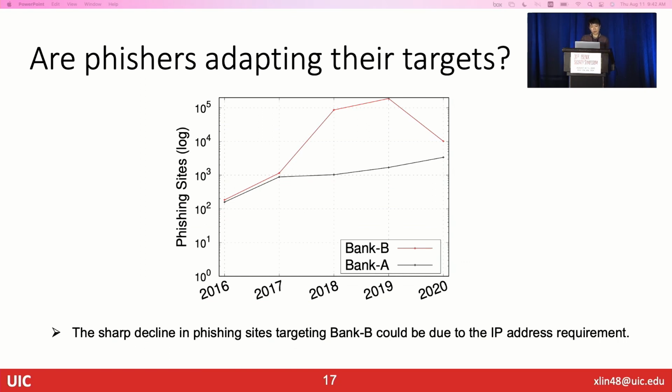Here are the numbers of phishing websites that target 2 different banks. Bank B is not vulnerable because of the IP restriction, and we can see there is a big drop in Bank B's number. Bank A is vulnerable, and the number of phishing websites that target Bank A is steadily increasing.